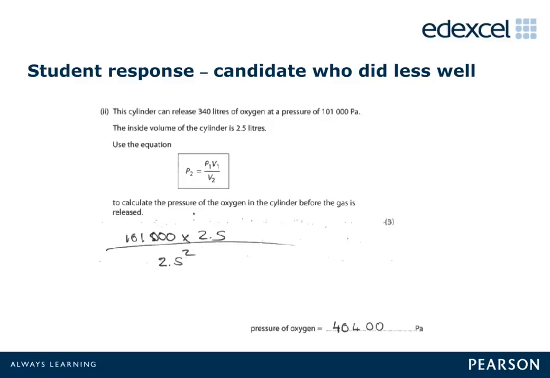This showed a common misunderstanding of this type of notation. V2 is taken to mean V squared. This scored no marks.